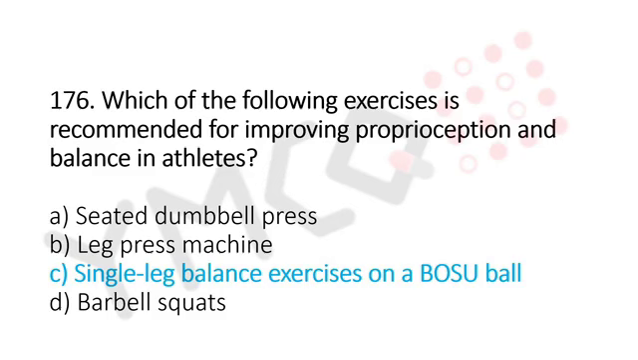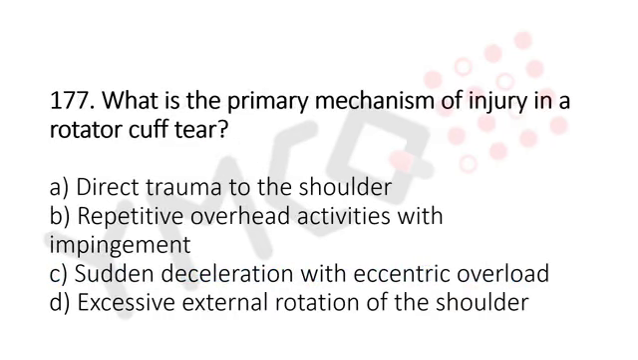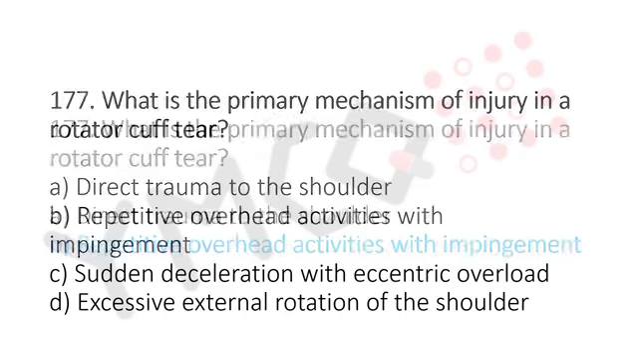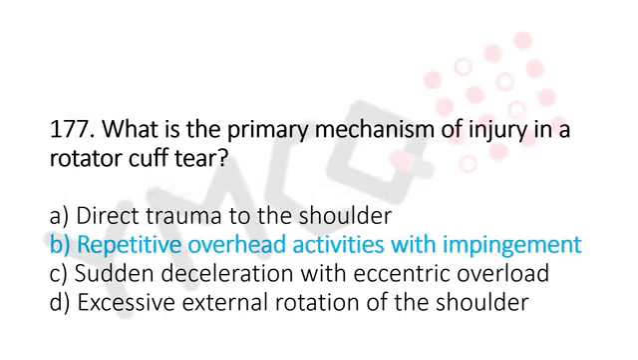Now let's move to question number 177. What is the primary mechanism of injury in rotator cuff tear? Option A, direct trauma to the shoulder. Option B, repetitive overhead activity with impingement. Option C, sudden deceleration with eccentric overload. Option D, excessive external rotation of the shoulder. And the answer is option B, repetitive overhead activities with impingement.